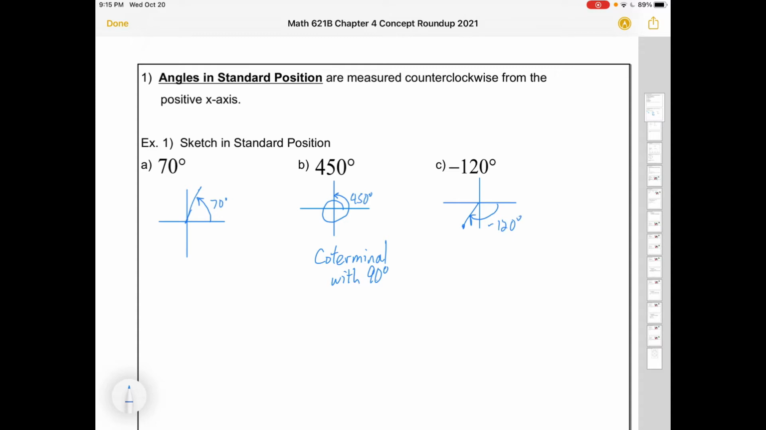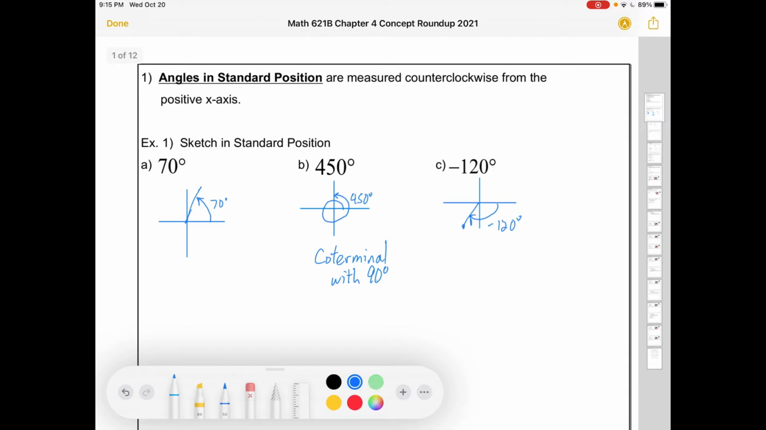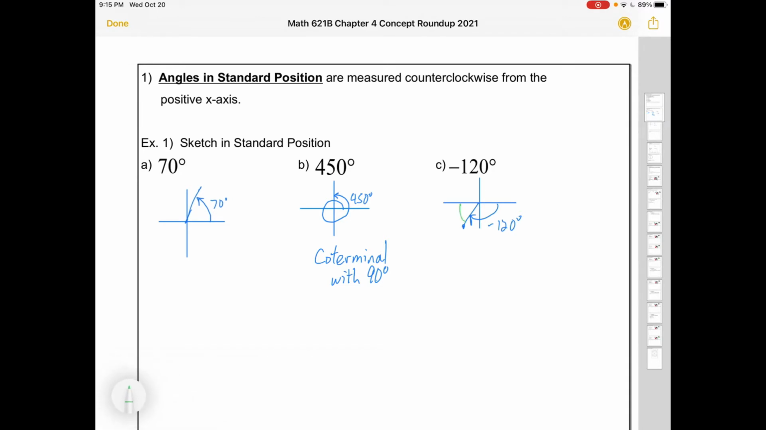A couple of things to mention while we're at it is that there's this idea of a reference angle. A reference angle is the smallest angle that is made with the x-axis, and it's often denoted theta r.